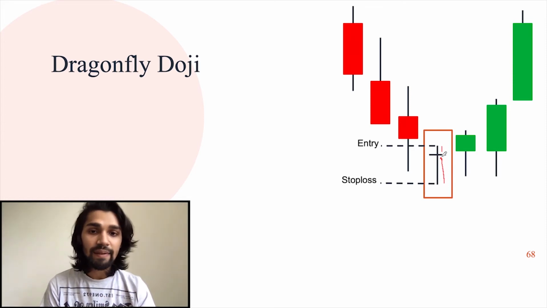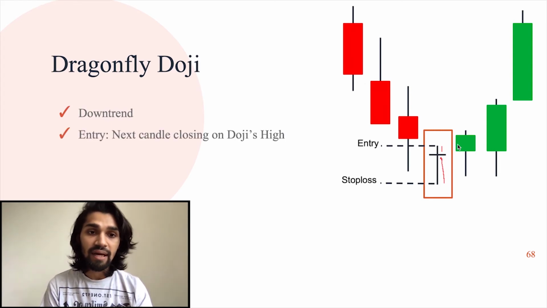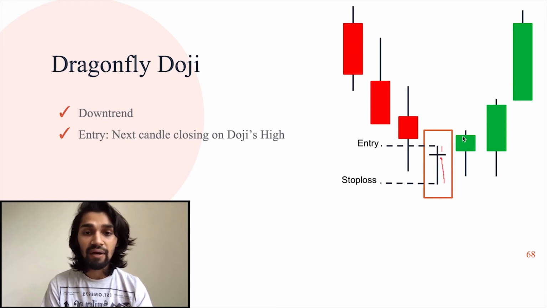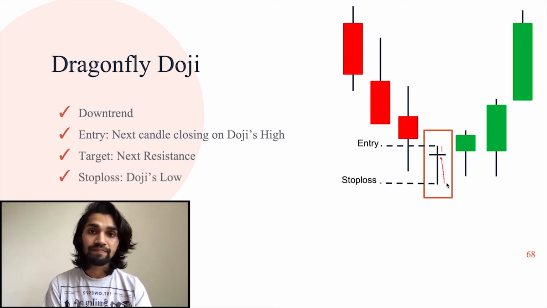Few things that you need to take care while trading in a Dragonfly Doji. First, there should be a clear downtrend going on. Next, the entry. The entry should be when a green candle closes above the high of the Dragonfly Doji. Your target should be of immediate resistance, and your stop loss should be the low of the Dragonfly Doji.